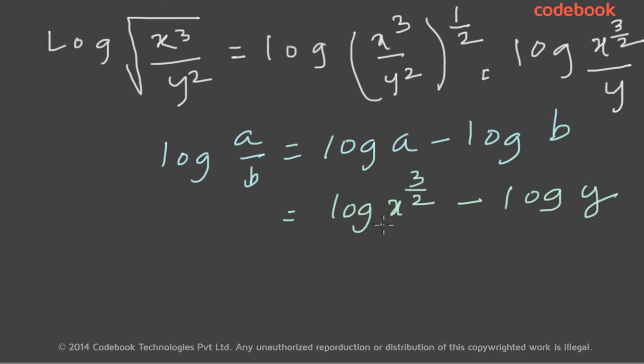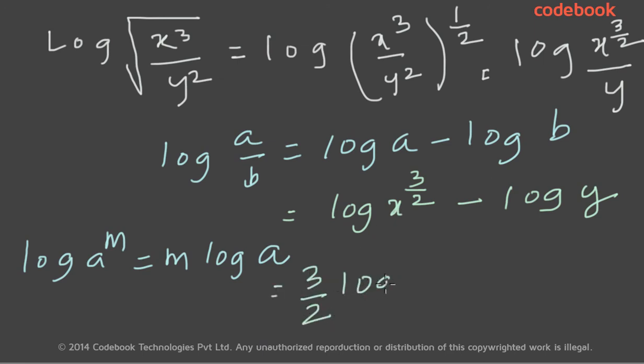So again, if you observe, this is in the form of log x power m. So we know that log of a power m is nothing but m log a, from the laws of logarithms. So this can be expressed as 3 by 2 log x minus log y. So this is the expanded form of this expression, log of square root of x cubed by y square, which is nothing but 3 by 2 log x minus log y.